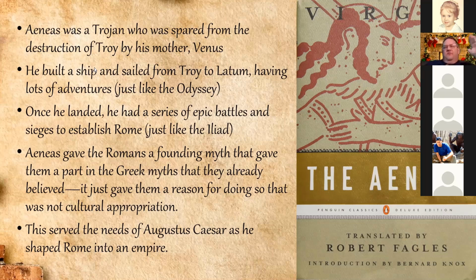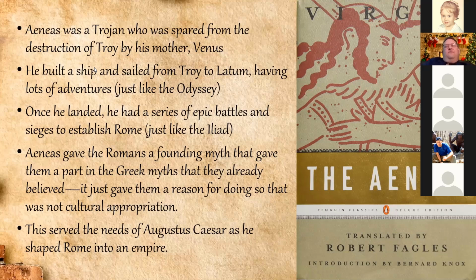So Virgil tells the story of Aeneas. Aeneas was a Trojan. He was spared from the destruction of Troy by a dream that led him out of the city right before it was destroyed. And he built ships and he sailed from Troy to Latium. There should be an I there, Latium.